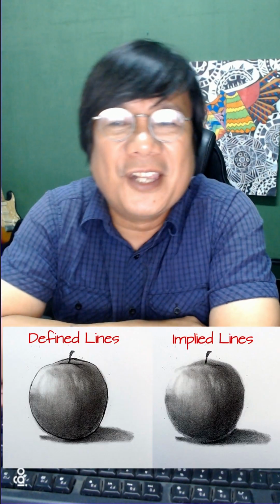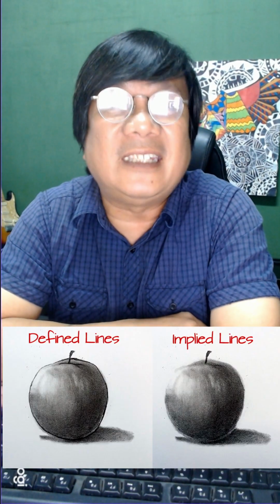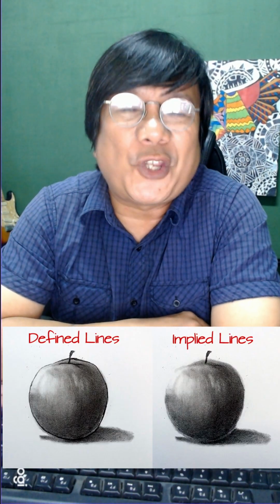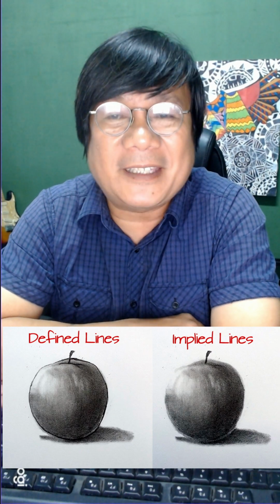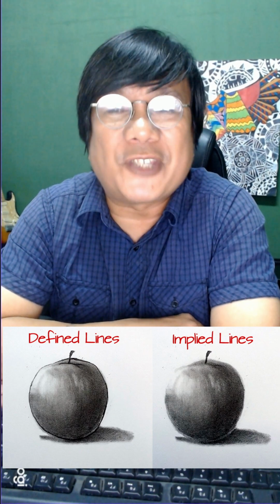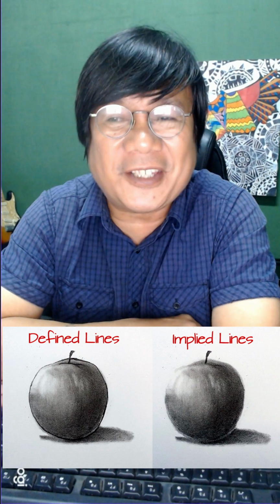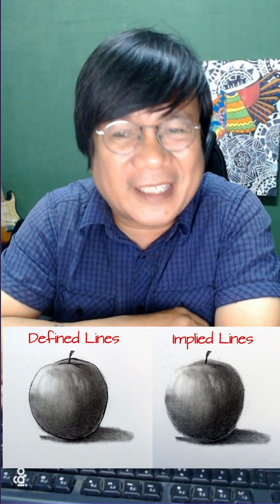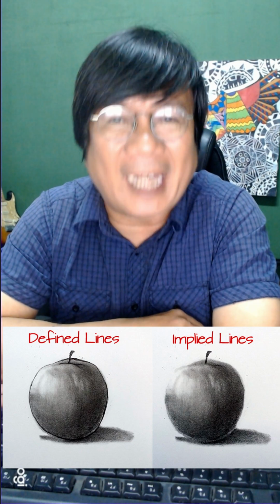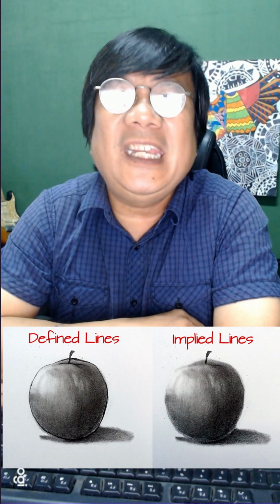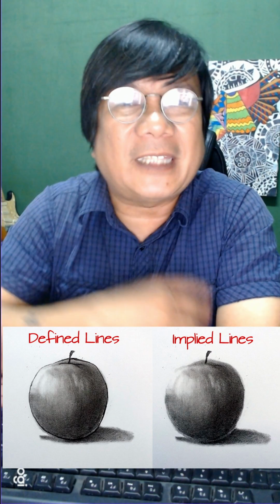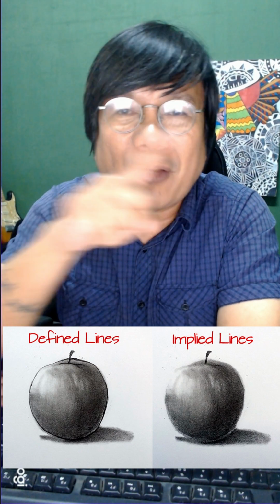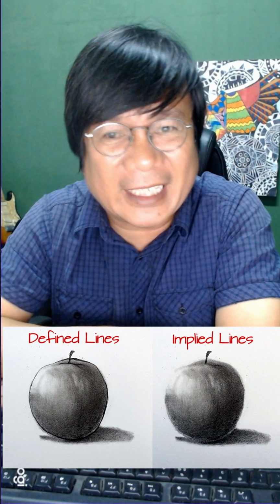Okay? Next is implied lines. So when we talk about implied lines, this is created by positioning a series of points that the viewer's eye automatically connects, leading to a suggested line. So, hindi lantaran na pinapakita yung line, pero alam mo na merong linya doon na nagko-connect.